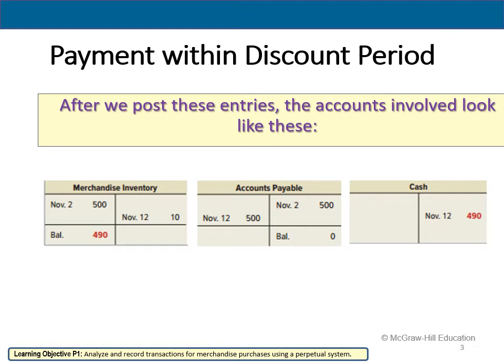All right. And so you might ask, why are we crediting the $10 discount to merchandise inventory? Because doing so actually leaves inventory valued at what the company actually paid for the inventory. So the invoice cost was $500, but the company actually paid $490, right? And that is what we see in the inventory account.